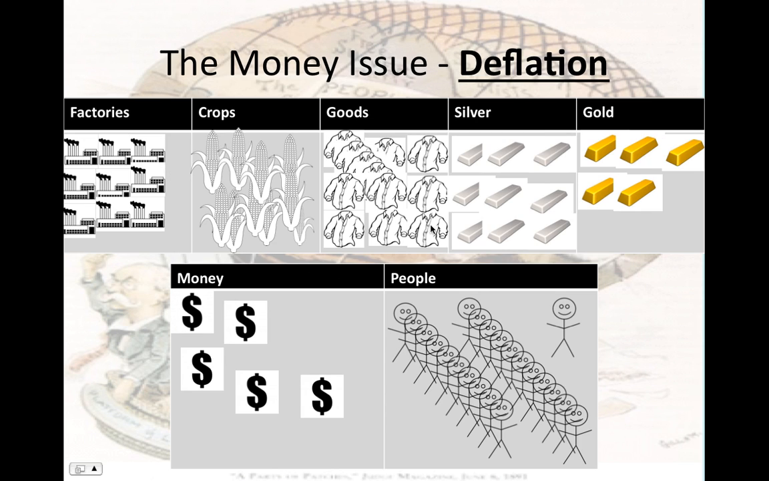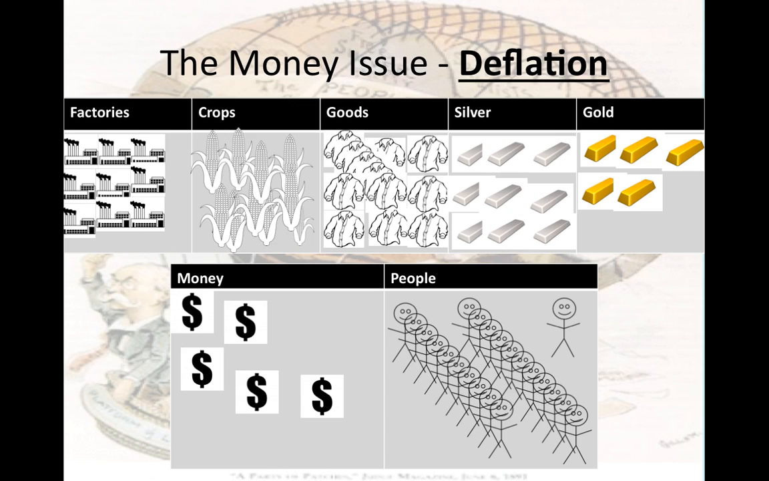You have all of this, all these factories, all these crops, all these goods, all these people, not enough money to go around. When there's not enough money to go around, what has to happen to the price of goods? What has to happen to the price of crops? What has to happen to the price of factories? It goes down. This is called deflation. When there is not enough money in circulation to pay for things, prices go down.